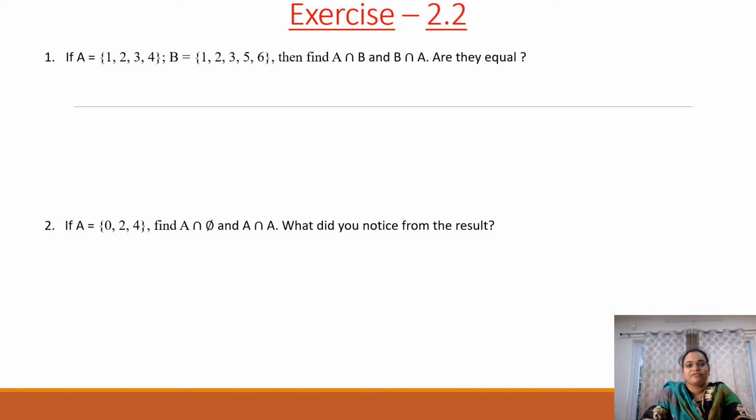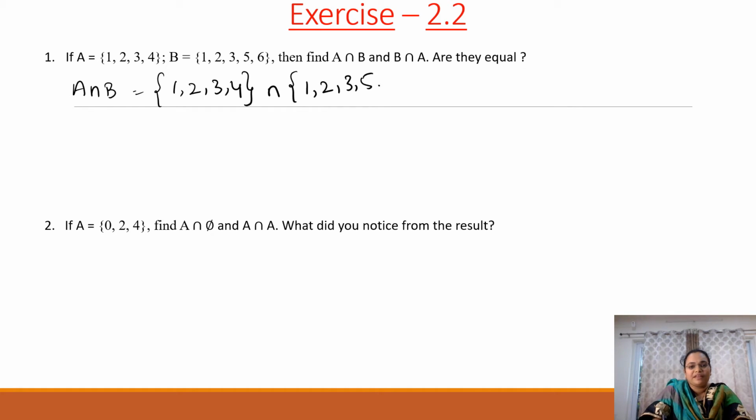So we'll see the next exercise. The first one is, if A equals 1, 2, 3, 4 and B equals 1, 2, 3, 5, 6, then we need to find A intersection B and B intersection A. So first let's see A intersection B. A is 1, 2, 3, 4, intersection B, which is 1, 2, 3, 5, 6. If you want to find A intersection B, you need to see the common elements in both the sets. So what are the common elements? 1, 2, 3 are common. So 1, 2, 3 is A intersection B.